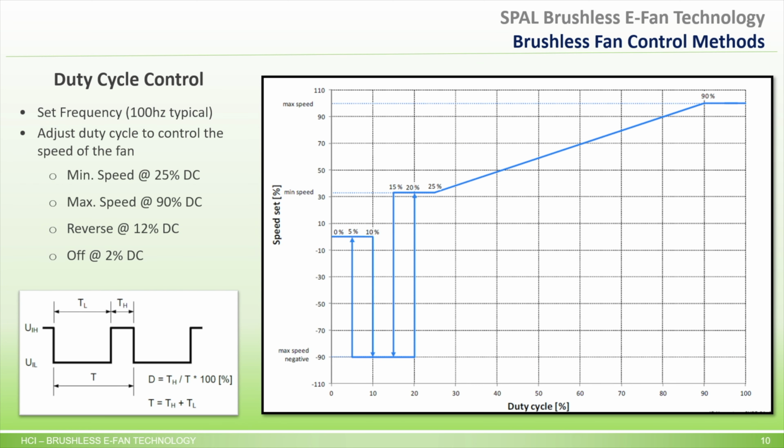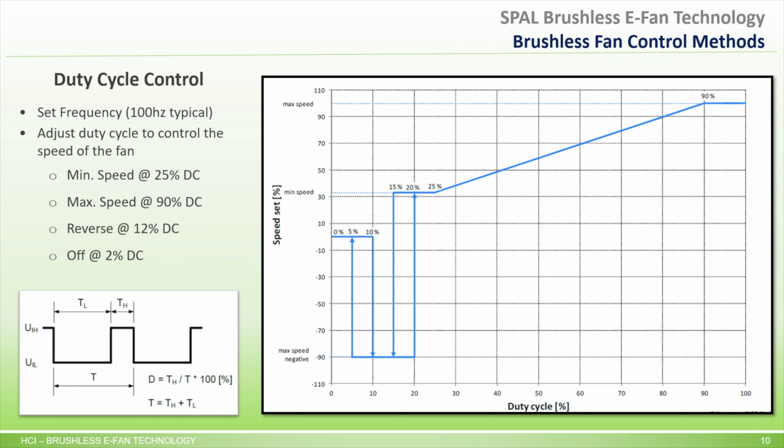There are a couple of different ways to control a SPAL brushless fan. Some fans have an analog and PWM input, and others only have a PWM input. The most common method of control is by using the PWM input and adjusting the duty cycle to control the speed of the fan. In the fan datasheet, you will find a graph similar to the one on the right, and also a frequency range to use. 100 Hz can be used for the majority of fans in the catalog.